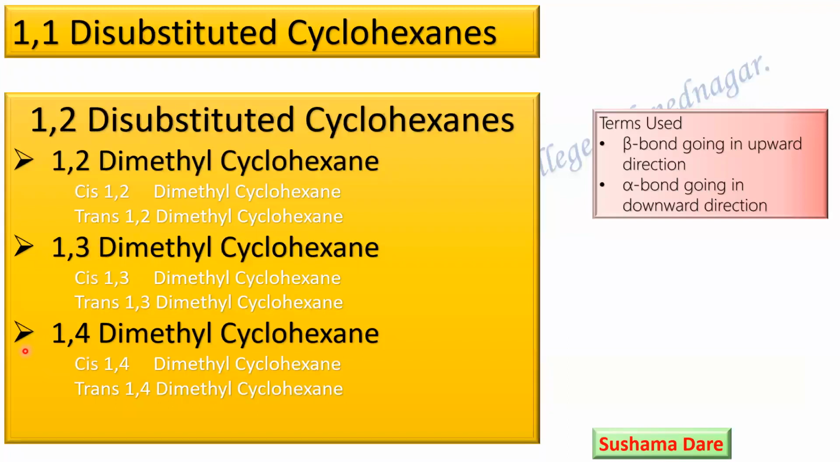Now in this video, I am going to talk about 1,4-dimethyl cyclohexane, and among that the first compound that we are going to discuss is cis-1,4-dimethyl cyclohexane.